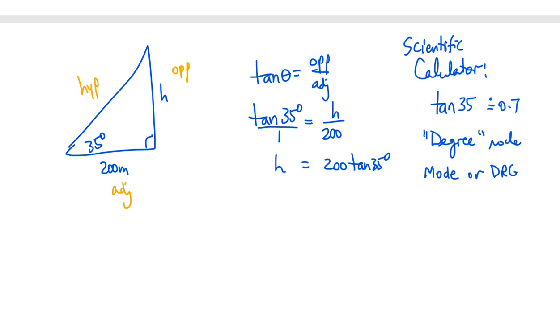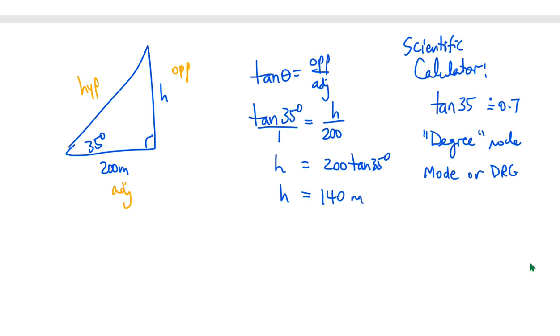And now in your calculator, you can do this all at once. 200 tan 35 or 200 times tan 35. And let's see what it gives you. It should give you 140. Okay, and so that tells us that whatever building this is, CN Tower or some other tower, the height of it is 140 meters. Okay, and we've just used trigonometry to figure out this missing height without needing a second triangle for similar triangles. So what did we need? We needed a side and we needed this angle.